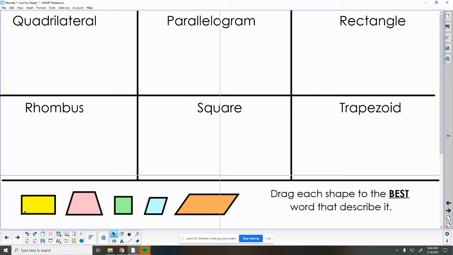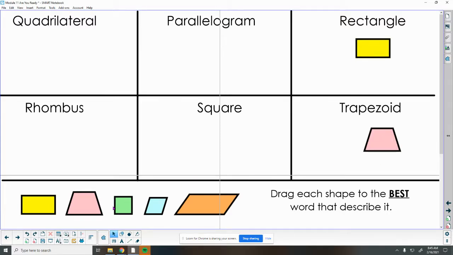So let's start here with this yellow one. If you could only put it in one of these categories, which one would you put it in? So this one is a rectangle because it has parallel sides and four right angles. So this yellow one, the best name is a rectangle. The most specific name for it is a rectangle. So let's come to our pink one here. So four sides, the top and the bottom are parallel, but the sides are not. It only has one set of parallel sides. That is a trapezoid.